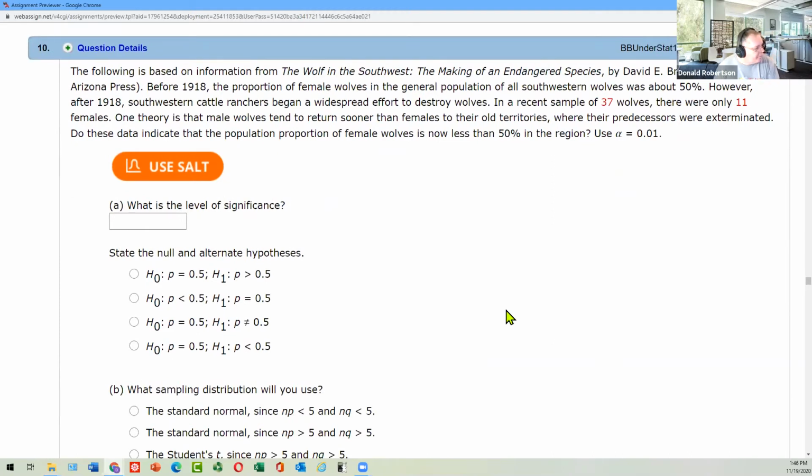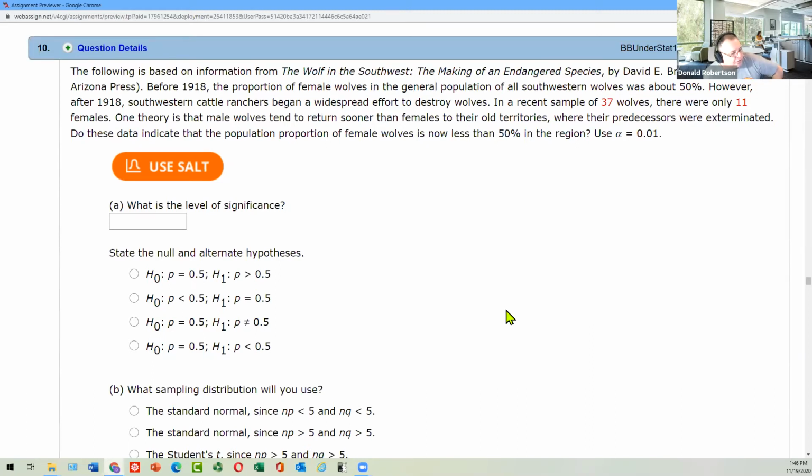Okay, let's do the wolf one. Way back in the day when they didn't like wolves because they ate or attacked sheep and cattle and dogs and whatever. Probably not many people, but certainly livestock. The proportion of female wolves was about 50%, which kind of makes sense, right? Half the animals are male, half are females. You'd have a dominant male and a dominant female typically in a pack, but still 50-50.